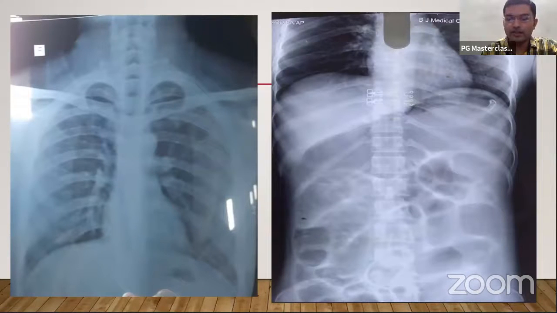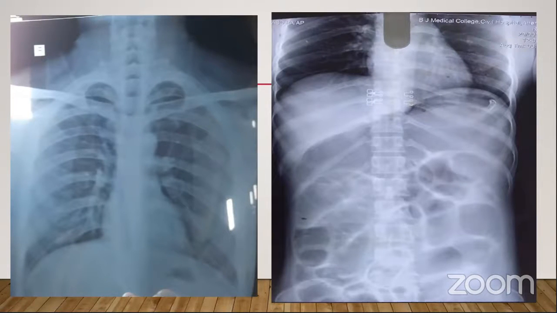This is an X-ray supine. An X-ray standing was done, but I could not get the standing X-ray. So this is the supine X-ray, but still you can say whether it is paralytic or not.